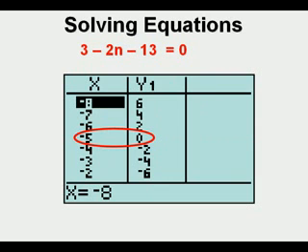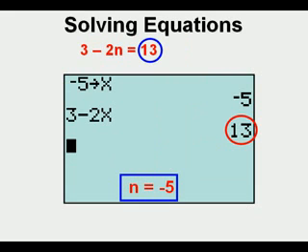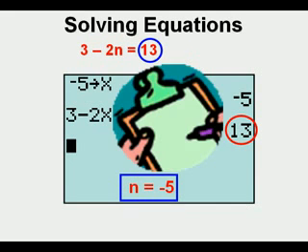We have our check, which we do by going back to the home screen by pressing second, then quit, then back to our original equation. We store the answer, negative 5, for n, but we can just use x because it's easier to do, just one keystroke instead of two. And since we get 13, we know that negative 5 is the right answer. Check.